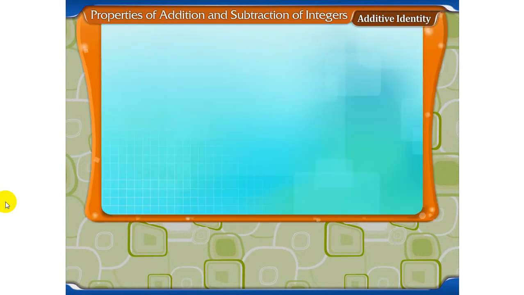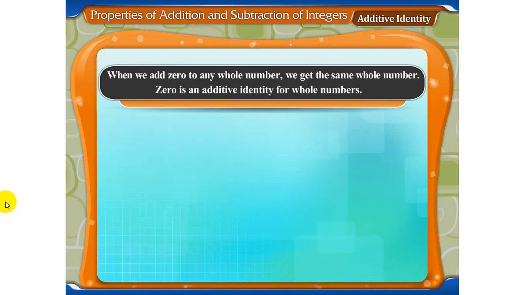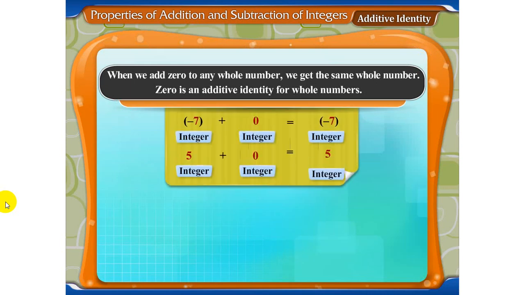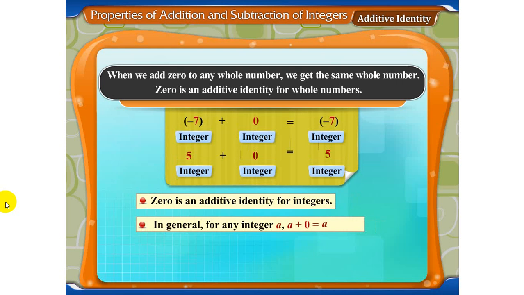Additive identity. When we add 0 to any whole number, we get the same whole number. 0 is an additive identity for whole numbers. Is it an additive identity for integers also? Let us try to understand this with some examples. The examples we solved here show that 0 is an additive identity for integers. In general, for any integer a, a plus 0 is equal to a, which is equal to 0 plus a.